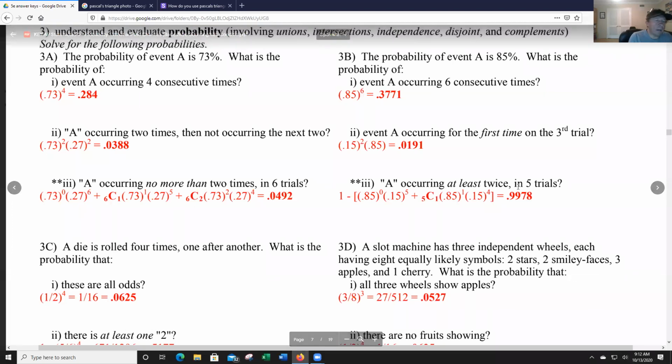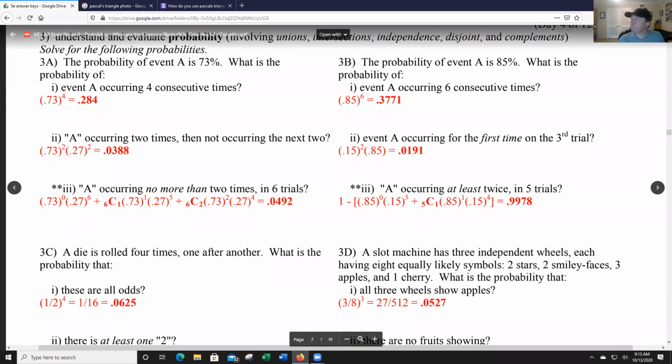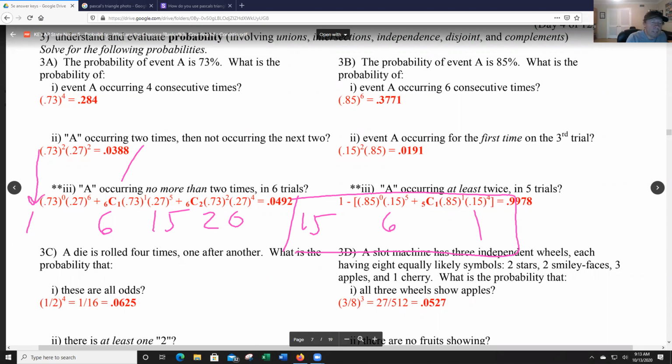Okay, I'm going to write these down, okay? We have 1, 6, 15, 20, 15, 6, and 1, okay? Now, I want these 3 right here, okay? This is the probability of it occurring 6 times, 5 times, 4 times, 3 times, 2 times, 1 time, and no times, okay? All right, so I'm going to focus on the 15, the 6, and the 1, okay?